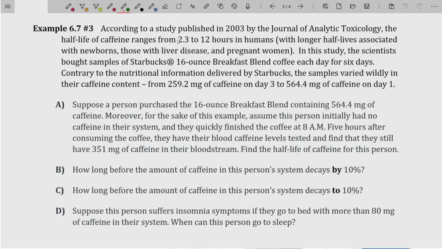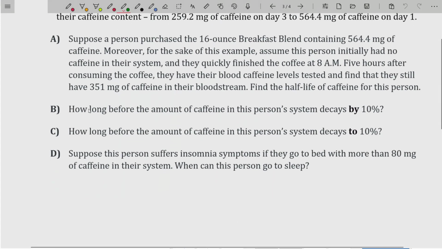Remember, the half-life for caffeine ranges from 2.3 to 12 hours. So every single one of us has a slightly different tolerance to caffeine. Most people will claim, I'm super tolerant to caffeine. And you might be, but not everybody is actually that tolerant.